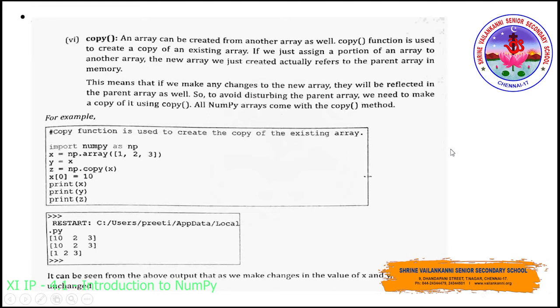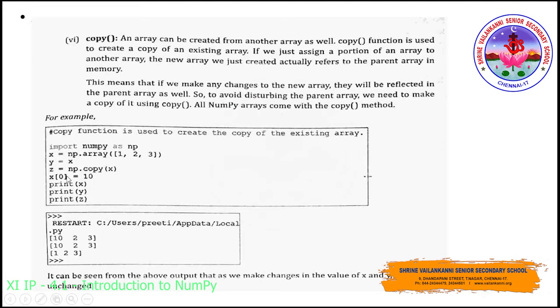And now let us look at the copy method. The copy method helps you to create a copy of an existing array. For example, if we have created an array already, the same copy of the array will be created later by using the copy method. And the changes which we are going to make will not be reflected in the actual array if we make use of the copy function. So let us see how it works.